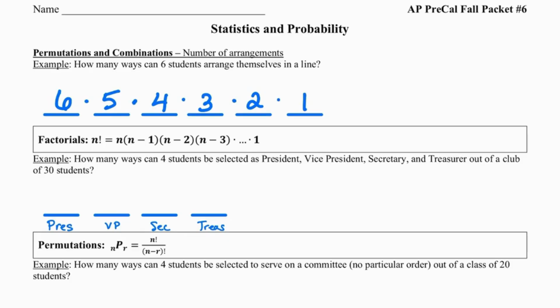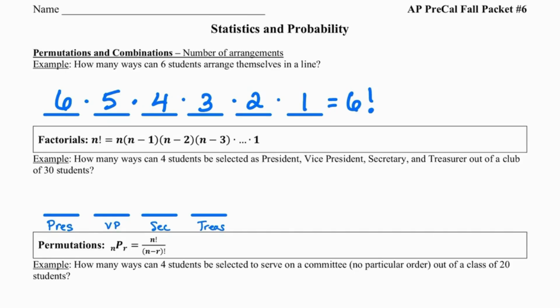Now, what if those numbers are really, really big? We don't want to multiply like 60 times 59 times 58 times 57 all the way down to 1. So in math, we have this thing called a factorial. It's like an exclamation mark in English, but a factorial. If you look at the box underneath, n factorial is just n times n minus 1, because you take one away from the previous one, and so on until you get down to 1.